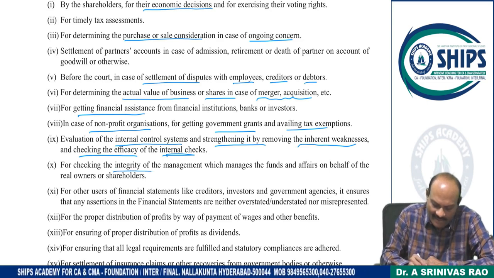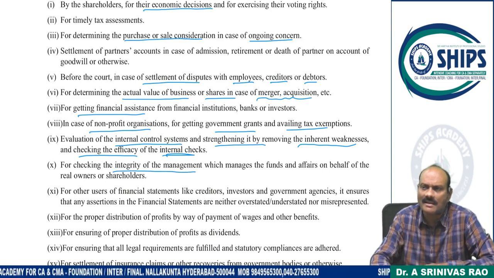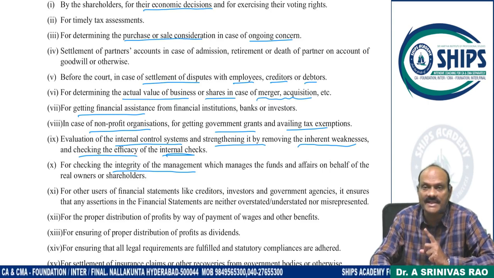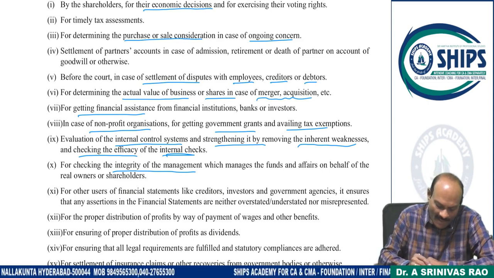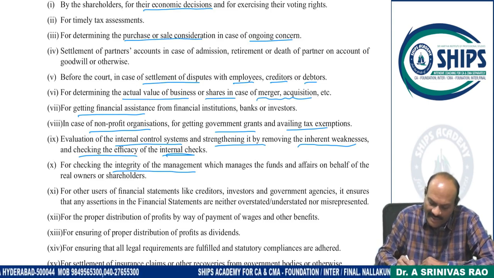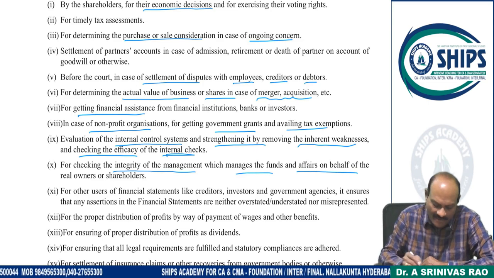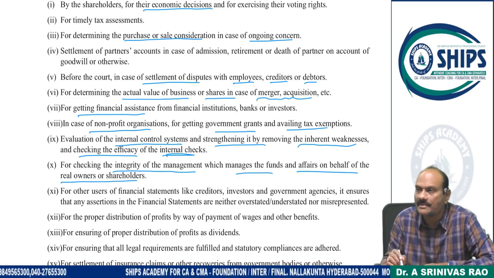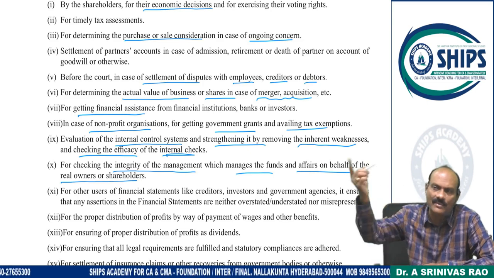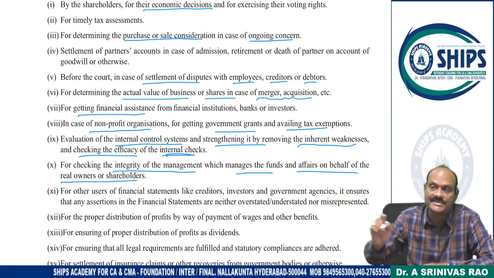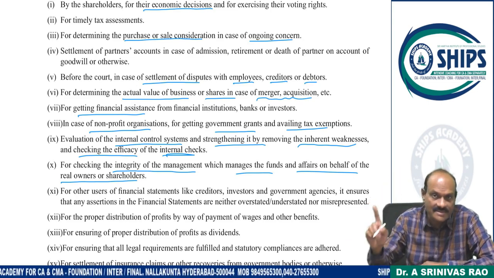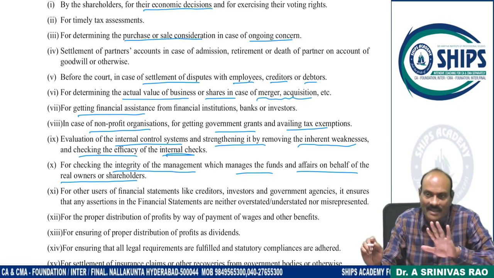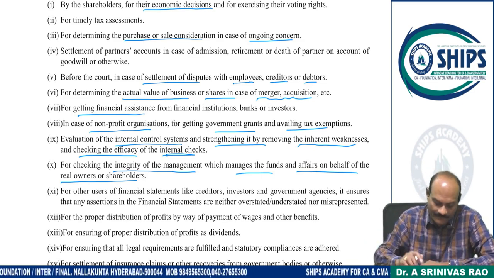For checking the integrity of the management. What is integrity? Honesty, straightforwardness. If the top level executives have the highest integrity, then definitely the organization would be something different. And checking the integrity of the management which manages the funds and affairs on behalf of the real owners and shareholders. You have to run the business for the sake of the owners, not for your personal ends. As a managing director, an executive director, a non-executive director, don't see your personal advantages, just see the owners' interest.